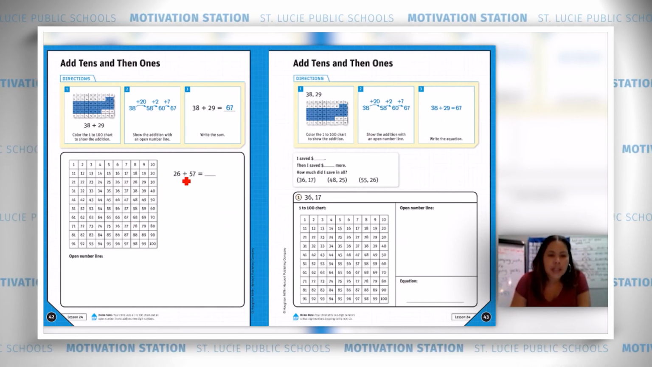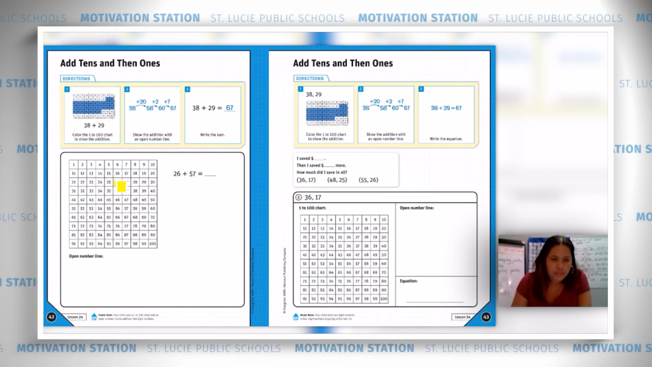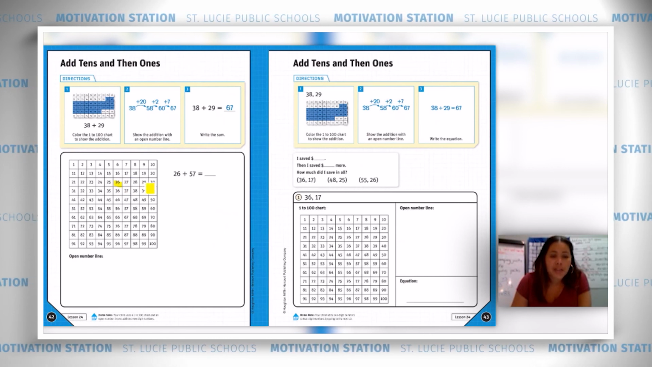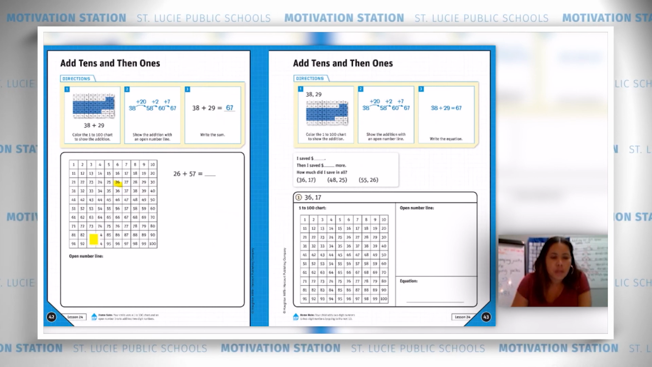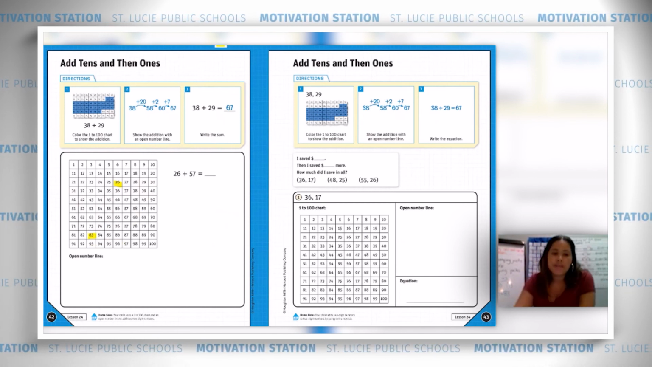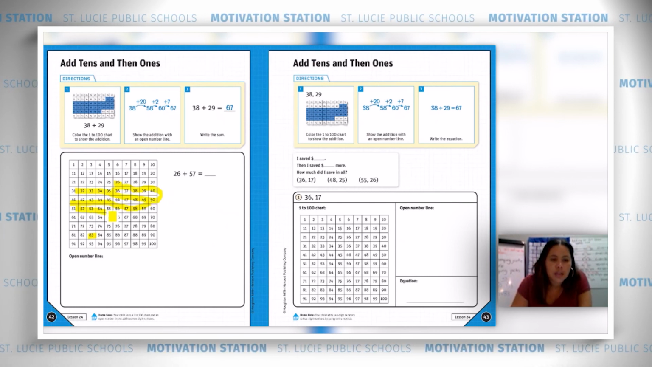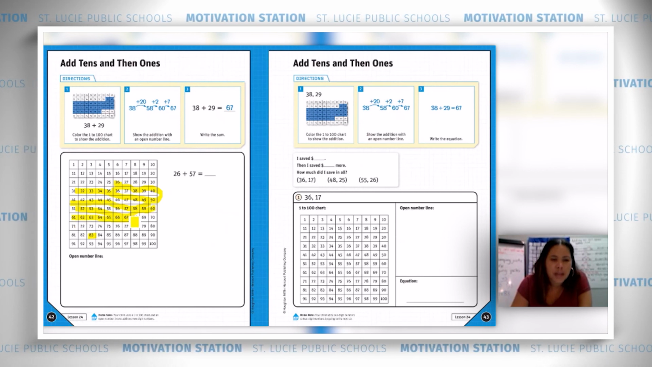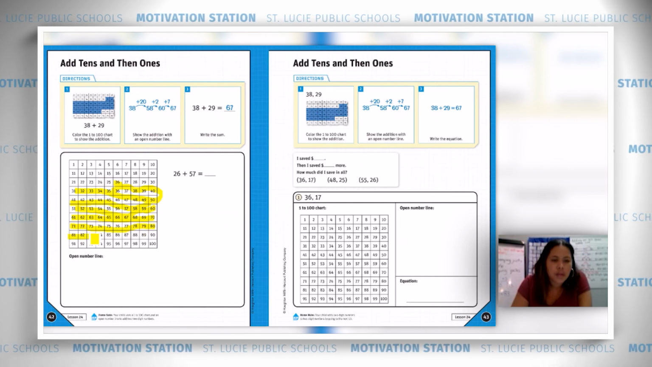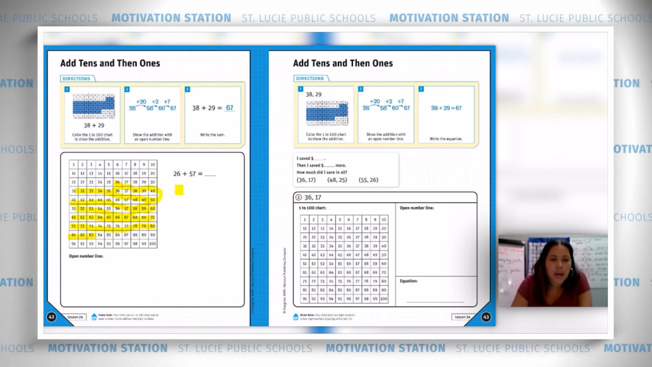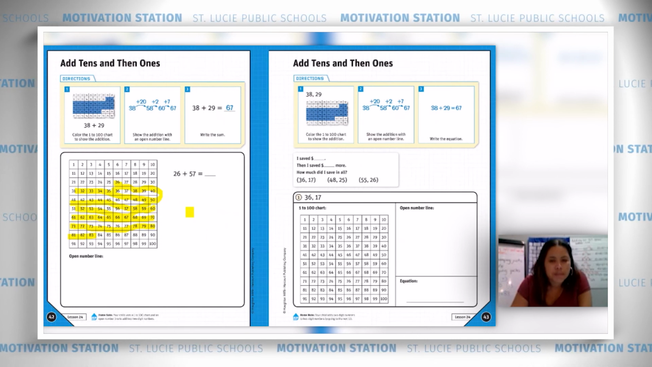So we started at 26. And then we counted, and we can color in all of these until we get to 50, adding 57. And we said our answer was going to be 83. So we could color in all of these as you're counting. It's kind of hard to keep my coloring straight here. We can color all of these in. And then we can write our open number line addition. And then we can write our sum.